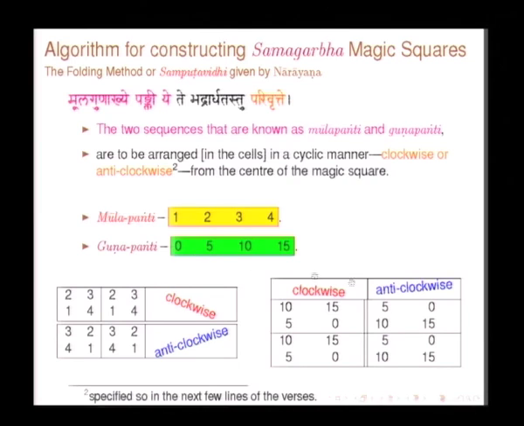In the case of parapankti, you have to divide it this way. When you deal with the parapankti and its guna, the guna pankti has to be placed vertically, you have to divide. And then 0, 5, 10, 15, 0, 5, 10, 15, 0, 5, 10, 15. This is how they have to be arranged.